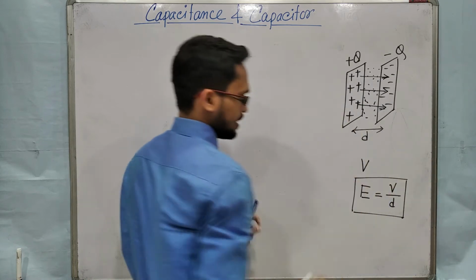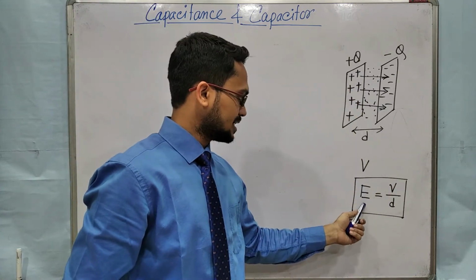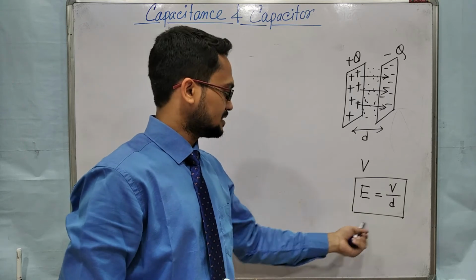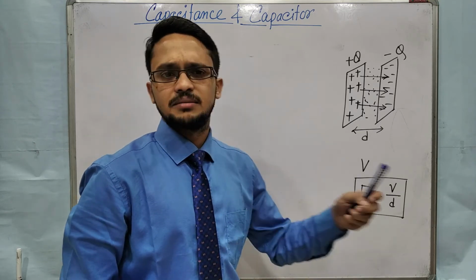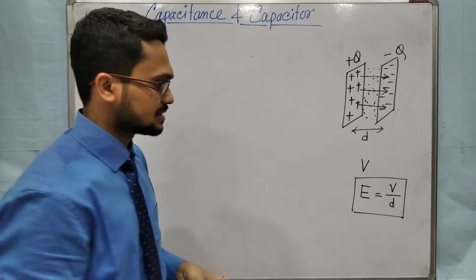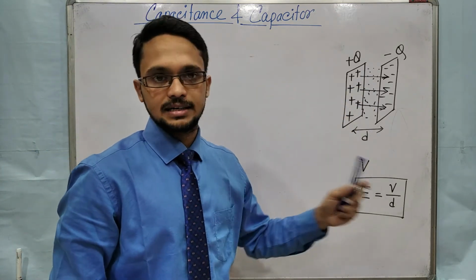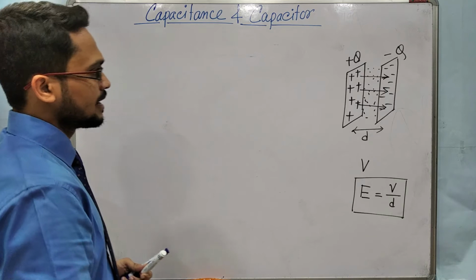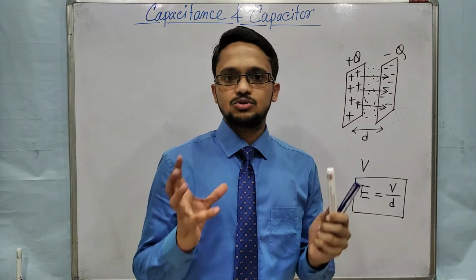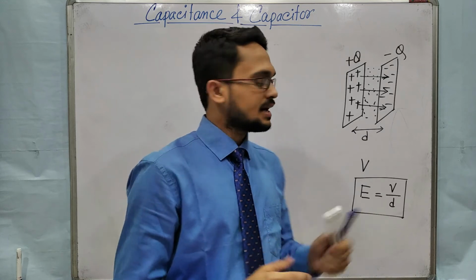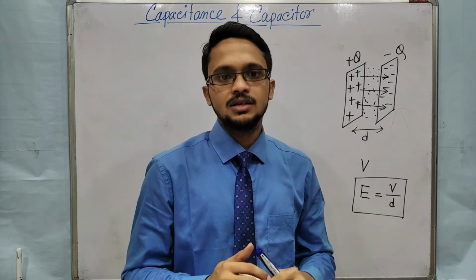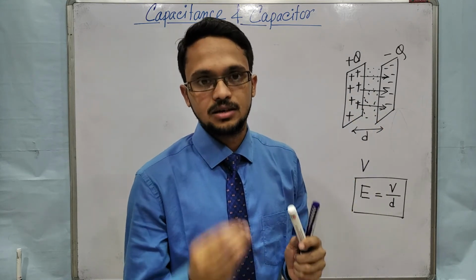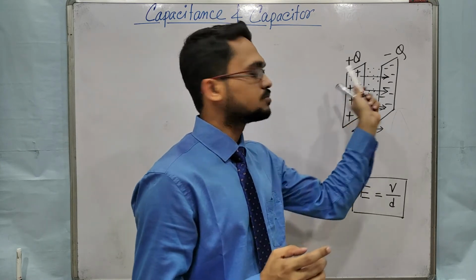This is a uniform field region, so the relation between E and V is E equal to V by the separation between the plates. We will use this after some time in one derivation, and then you will understand why we have taken a uniform electric field here. As the separation is very small, it will be a uniform electric field. This system can store a large amount of charge, and as we can store a large amount of charge, a lot of electrical energy can be stored in this small system.